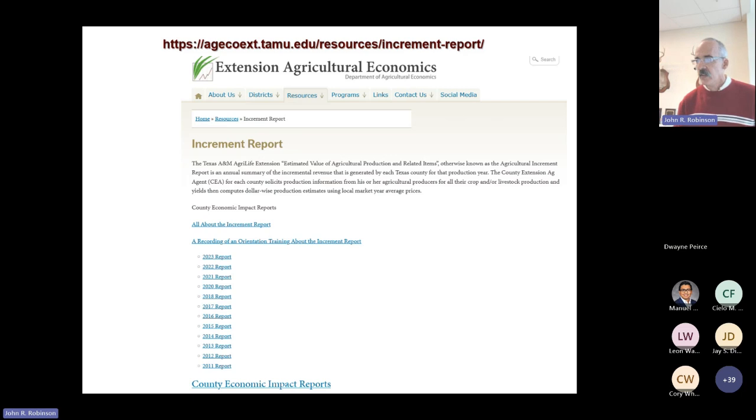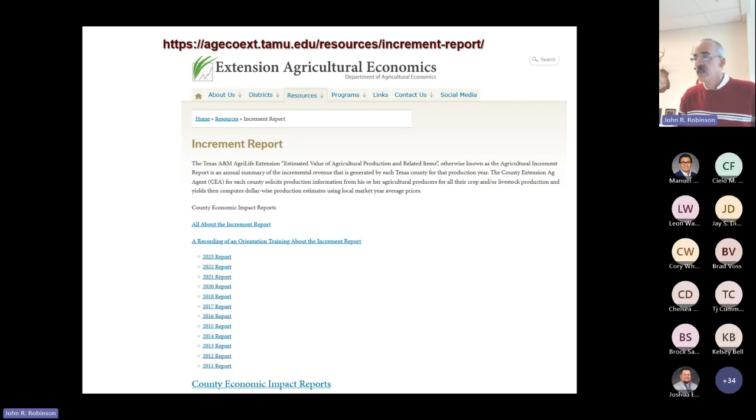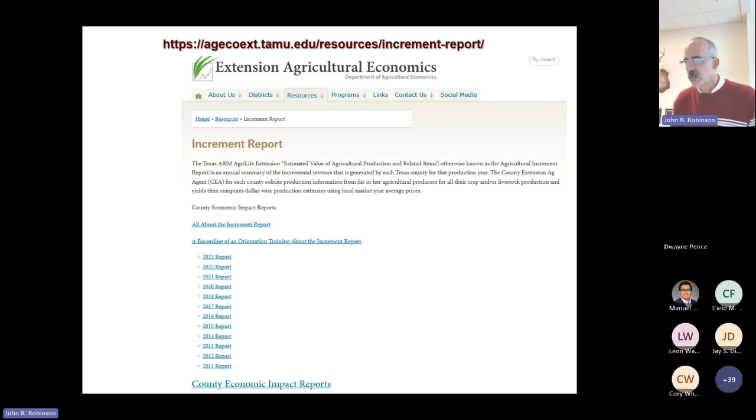And this is what it looks like. If you click on that link that says all about the increment report, it'll give you a one-page blurb that a couple of my colleagues wrote up, just a little short description. If you click on the second link that says a recording, that's what this recording is going to be. What's there right now is last year's recording. And if you click on any of those links with a date, it's going to give you links to the online PDF version of the 13 books. So your district book will be in there, your county will be in that district book, and the Texas book aggregates up from the 12 districts.